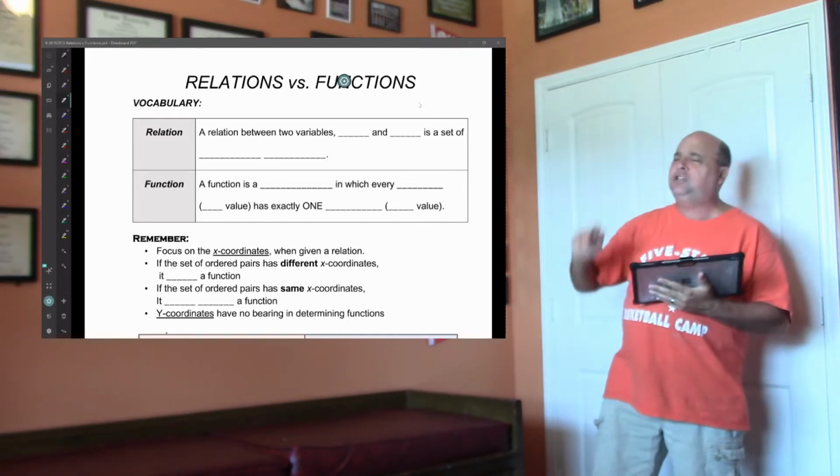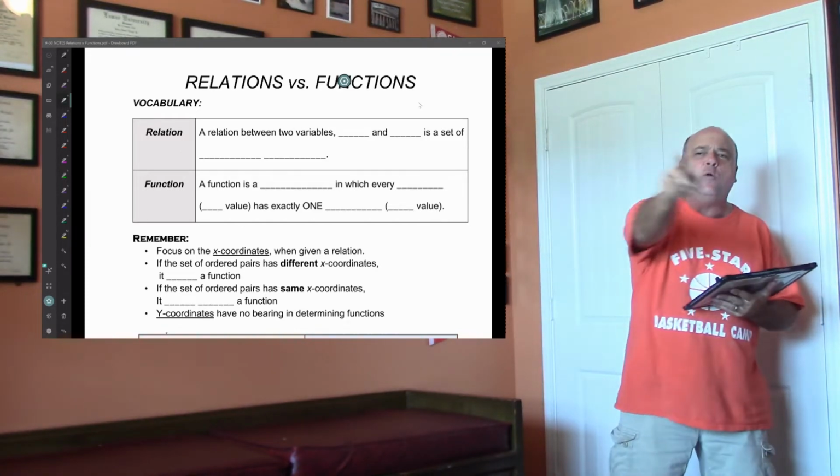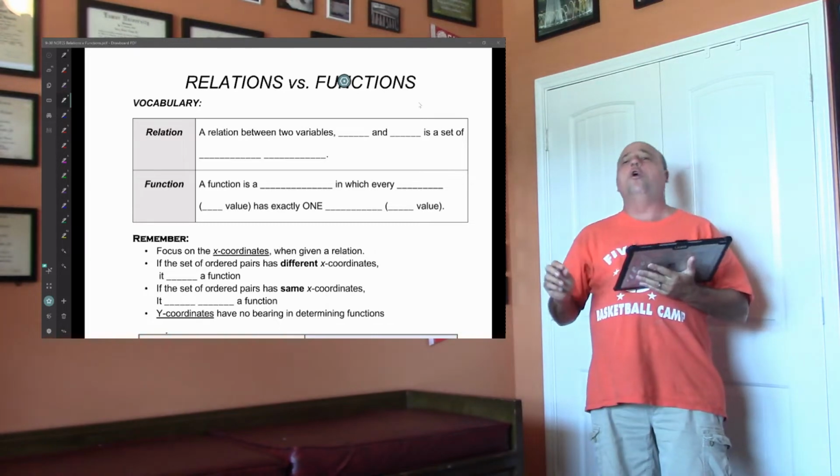A whiteboard magically appears in the office, and we are about to learn about functions.